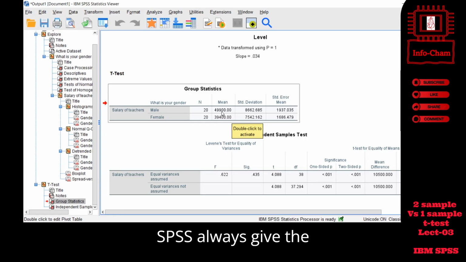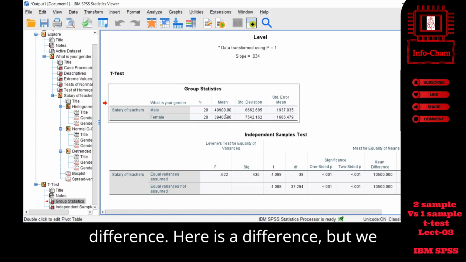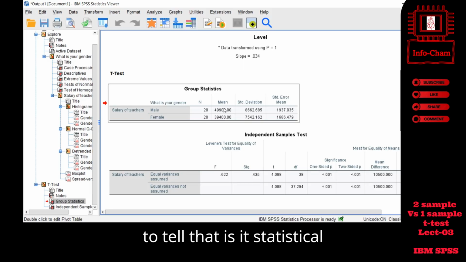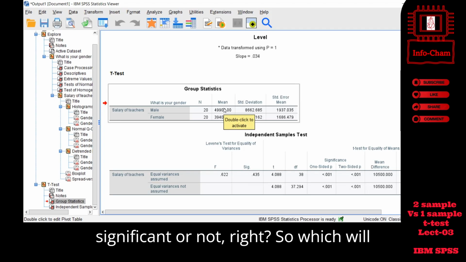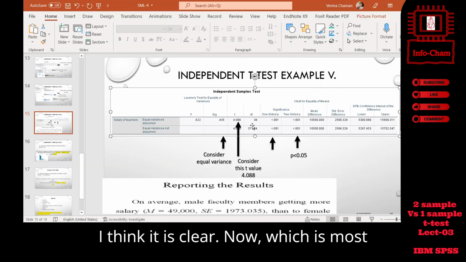Remember, SPSS always gives a difference somewhere in the mean value. It doesn't matter; there should be a difference. Here is a difference, but we cannot say this is a real difference. We have to tell whether it is statistically significant or not, right? So that is what the test will tell us. Okay, I think it is clear now.